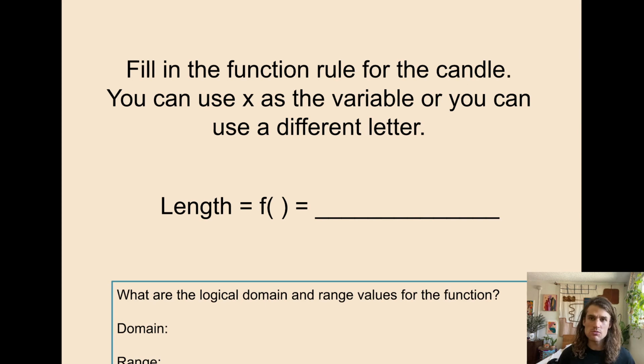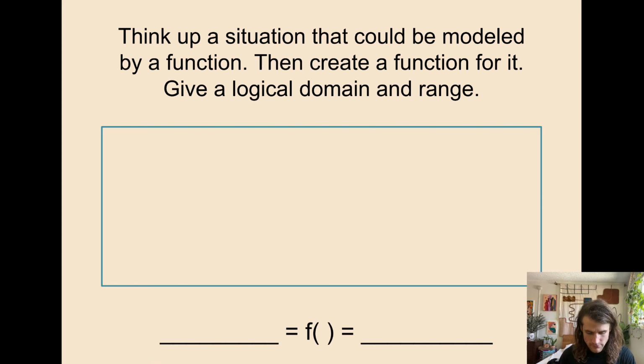And then you can give some logical domain and range values for the function. You know, keeping in mind that a candle could not be negative inches long, right? A candle can't get shorter than 0, and a candle can't burn for negative hours, right? You can't unburn a candle. Okay. And then think of a situation that could be modeled by a function, then you create a function for it, right? So we started with some easier stuff last week. Now we're moving into some harder, more cognitively demanding tasks here. So good luck, have fun, and I will see you soon.